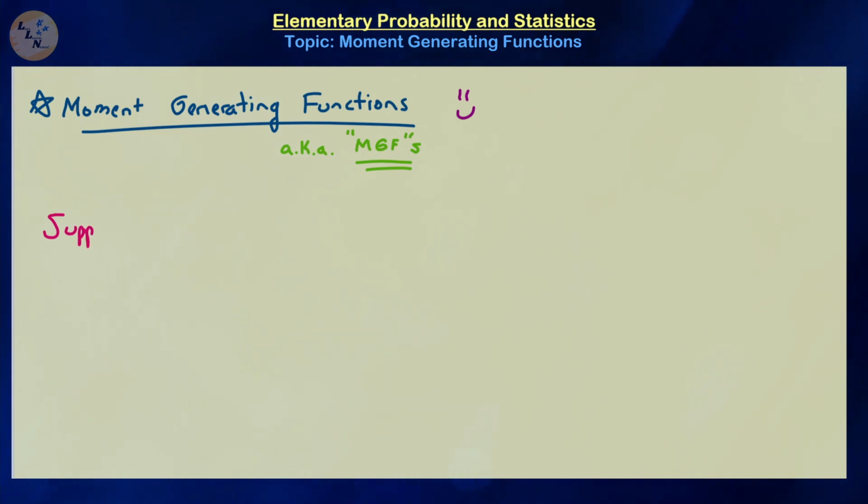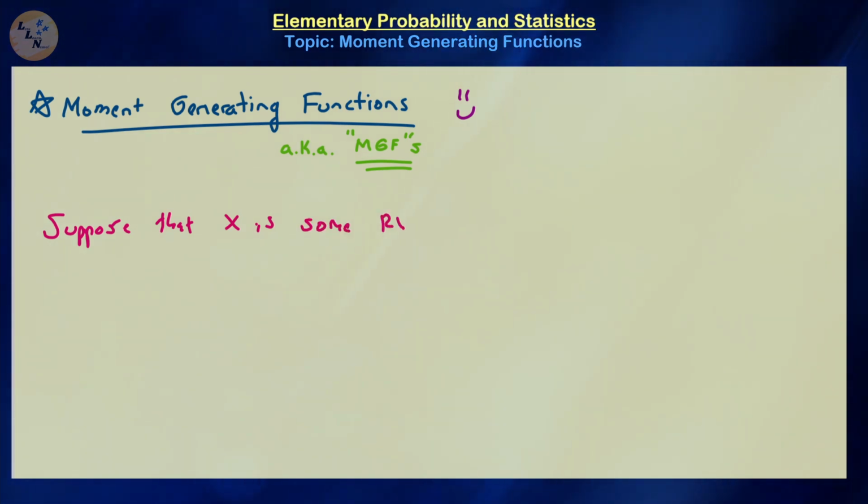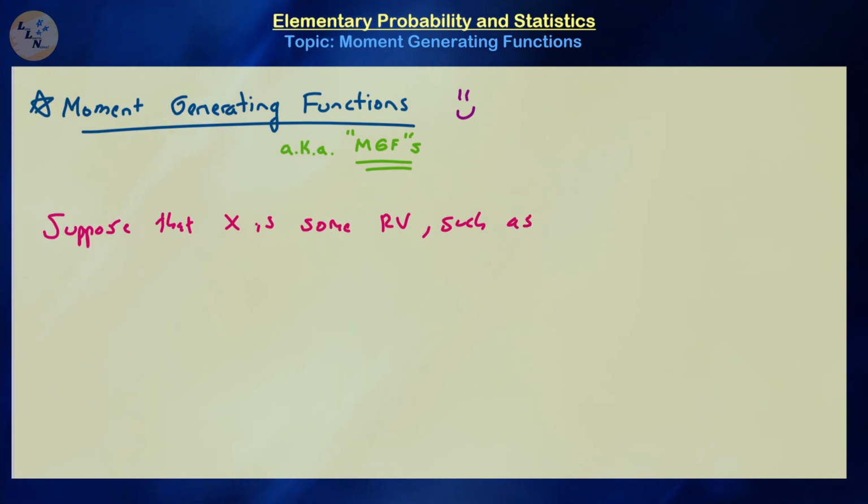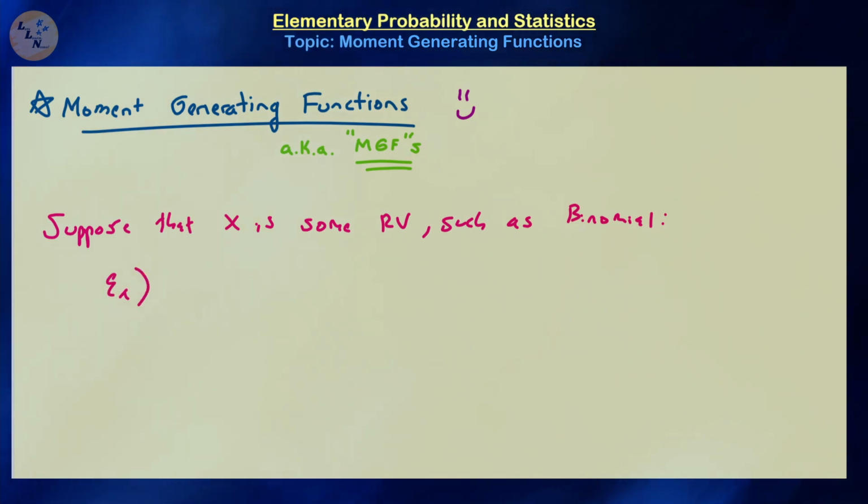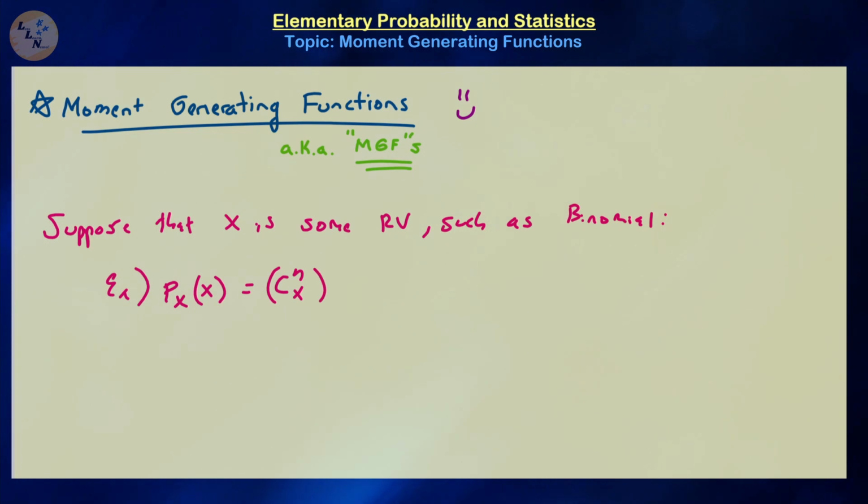Let's suppose that X is some random variable. It doesn't really matter which random variable, discrete or continuous, bounded or unbounded. Let's just use a common example, such as the binomial random variable. So if X is a binomial random variable, then what do we know about it? We should know its distribution, the PMF. The PMF for a binomial distribution is n choose x times 1 minus p to the n minus x times p to the power of x.